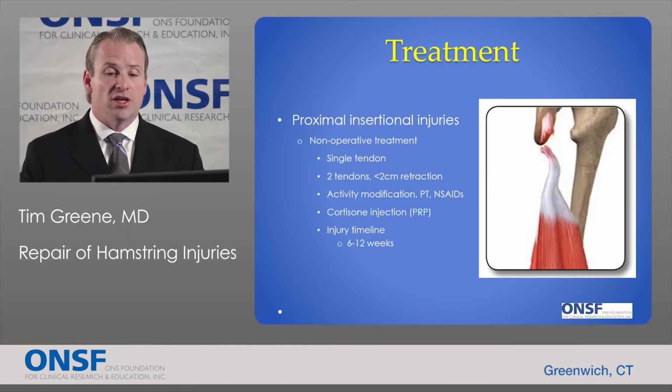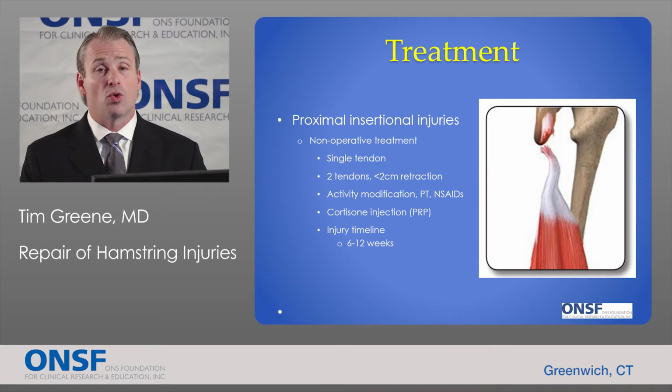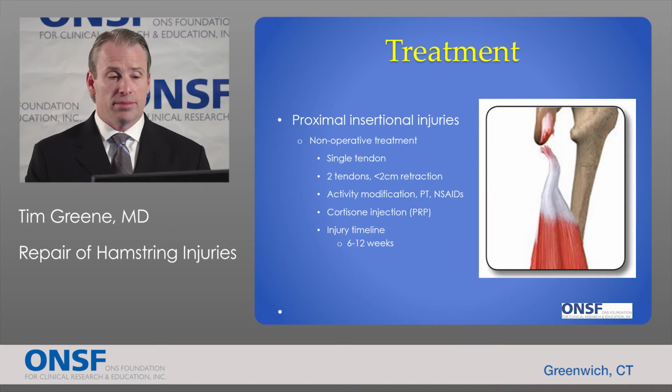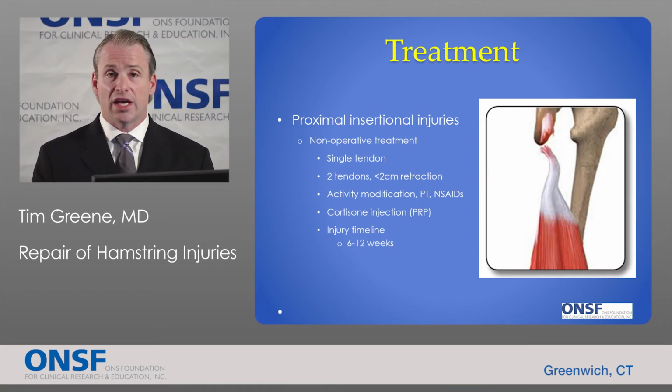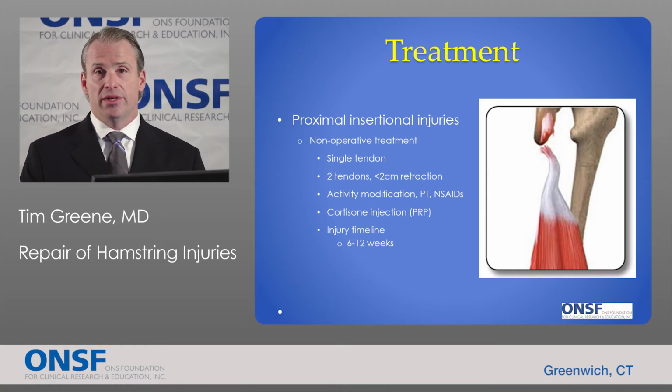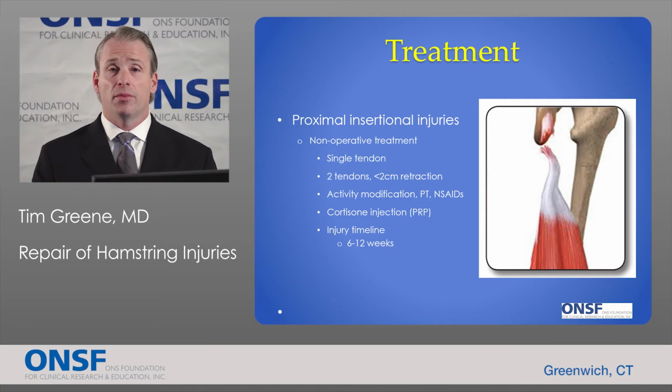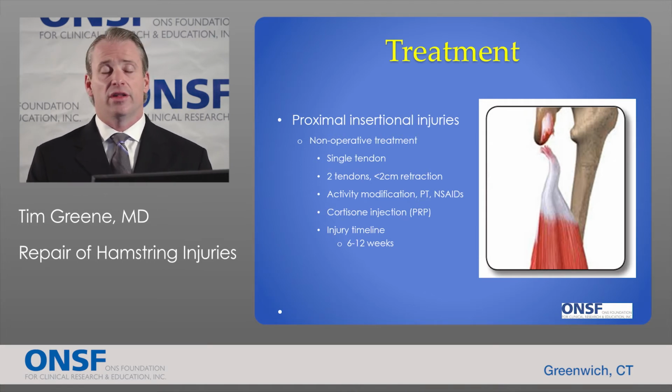So when we look at injuries more at the tendon insertion, so more up by the hip, more at the sit bone, these could go either way. Sometimes it depends on the nature of the injury. So if we have a single tendon, so more like that small semimembranosus tear where the other tendons are still attached, and we have less than 2 centimeters of retraction, meaning it's not far from the bone, those injuries can scar in, they can heal. We've seen this borne out in studies over time.